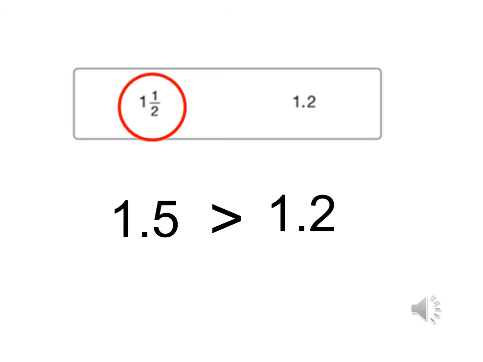In this example, 1 1/2 is the same as 1.5. And 1.5 is bigger than 1.2. The reason 1.5 is bigger than 1.2 is because it's got one whole one and 5/10, but 1.2 has got one whole one and only 2/10. So that's quite an easy one. 1 1/2 is the same as 1.5, which is bigger than 1.2.